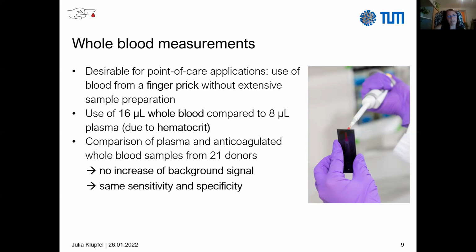And we then compared plasma and whole blood measurements from a total of 21 donors and found that the background signal does not increase upon use of whole blood. And we still got the same diagnostic sensitivity and specificity. So we still classified all of the samples the same way, no matter which sample type we used. So for the future, we can use blood from a finger prick without any problems.